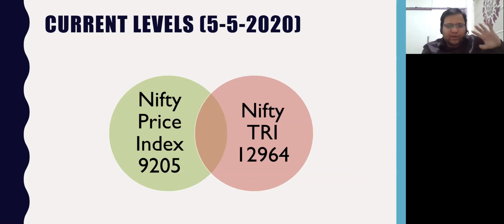5 मई 2020 को निफ्टी प्राइस इंडेक्स was 9205, but nifty total return index was 12964. You will say इतना ज्यादा. हाँ, क्योंकि निफ्टी चालू हुआ 1996 में. 1996 से 2020 में इतने साल डिविडेंड मिलते गया और डिविडेंड को आप प्लाउ बैक करते गए, प्लाउ बैक करते गए, प्लाउ बैक करते गए. तो निफ्टी टोटल रिटर्न इंडेक्स इज मच हायर देन द निफ्टी.